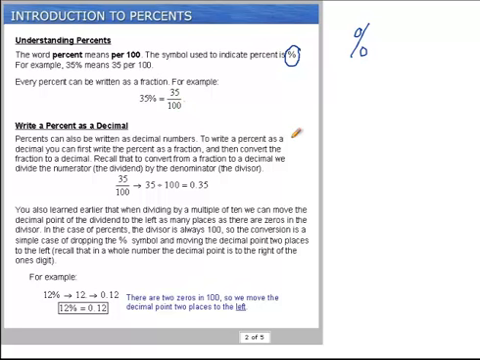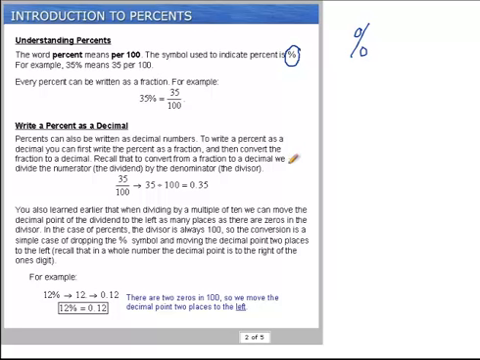Write a percent as a decimal. Percents can also be written as decimal numbers. To write a percent as a decimal, you can first write the percent as a fraction, and then convert the fraction to a decimal. Recall that to convert from a fraction to a decimal, we divide the numerator, the dividend, by the denominator, the divisor. So 35 over 100, as that's our 35% as a fraction, is 35 divided by 100, which is 0.35.